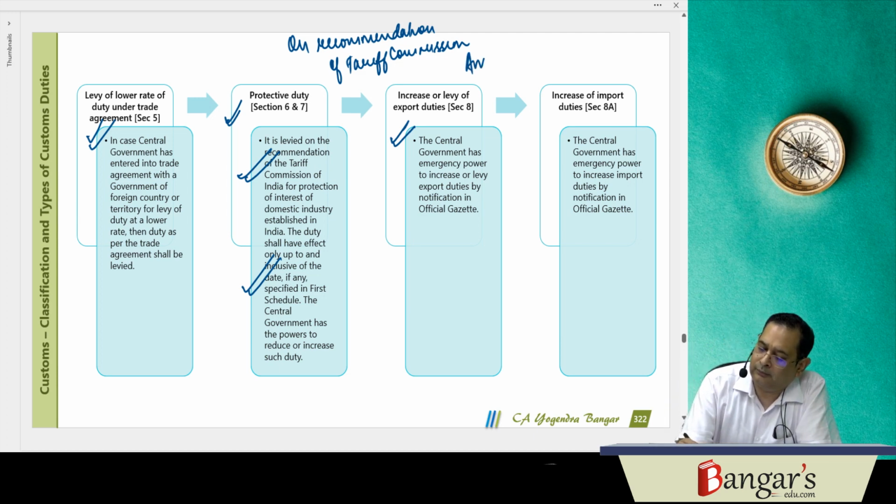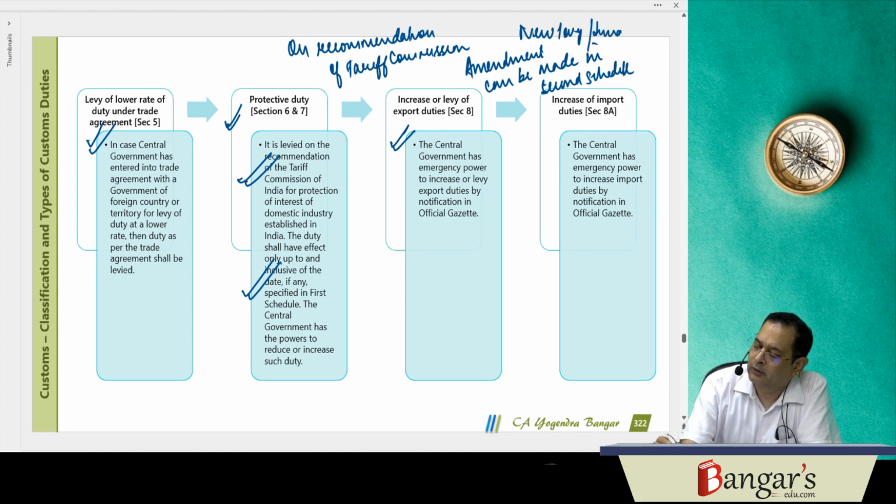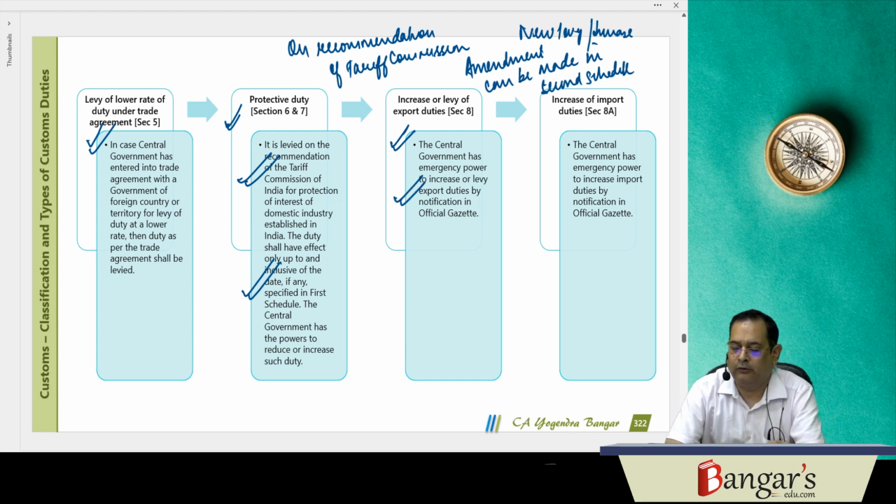Amendment can be made in the second schedule so as to provide for a new levy or an increase. So here the central government has emergency power to increase or levy export duty by notification in the official gazette.